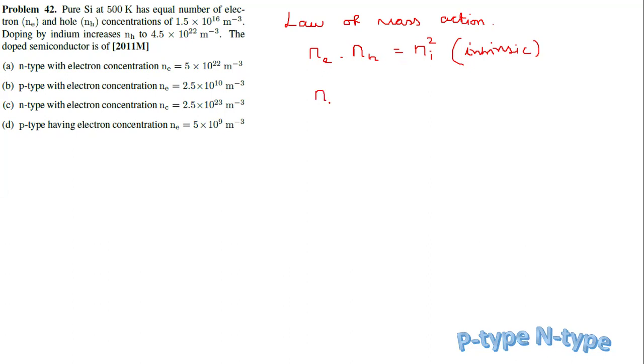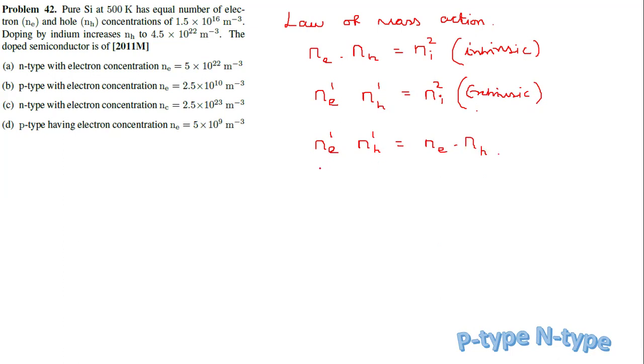So that means I can write this as Ne dash, which is the number of electrons after doping, and NH dash, the number of holes after doping. That should also be equal to the same constant. So I'm going to write this as Ne dash times NH dash is equal to Ne times NH.